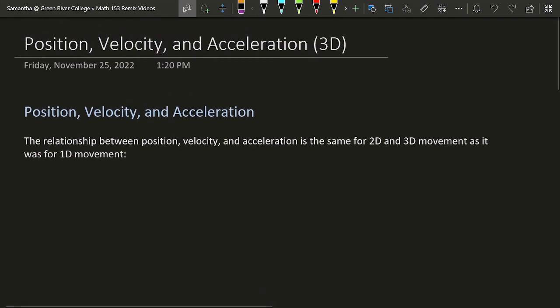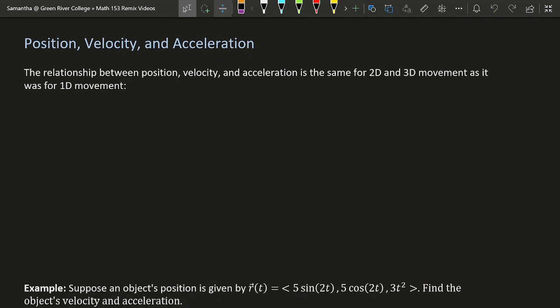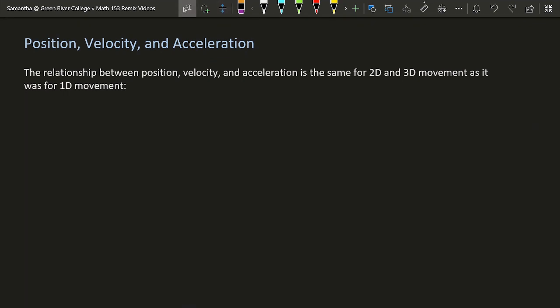In this video, let's talk about the relationship between position, velocity, and acceleration for an object that is moving in 2D or three-dimensional space. Now, fortunately for us, the situation in two and three-dimensional space is extremely similar to the case in one-dimensional space.